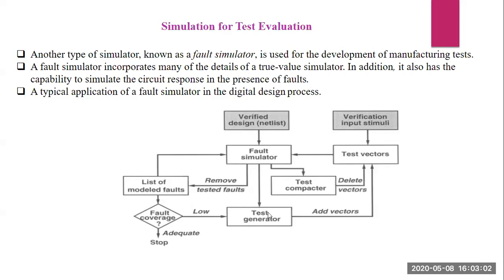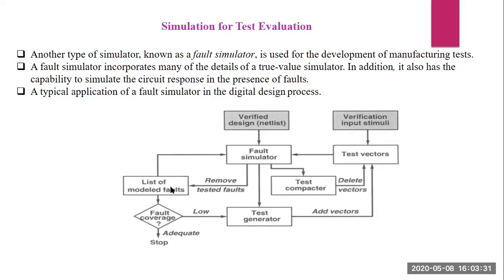So for this test vector, what happened? This is detected through the fault coverage. Okay, fault coverage. If it is low fault coverage or adequate fault coverage, it is a normal fault or a low fault. Based on this decision, it is going to try for the test generator. So this fault coverage is going to be detected through the list of modeled faults. Okay, list of modeled faults.